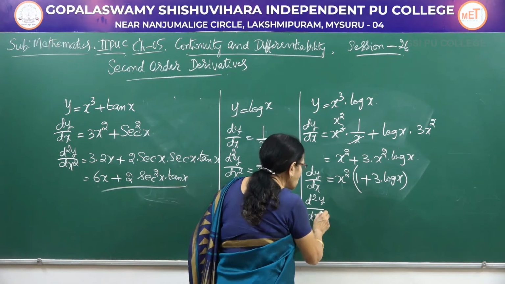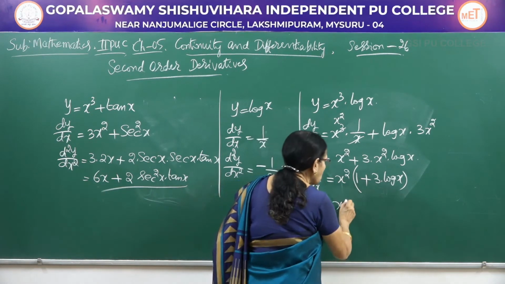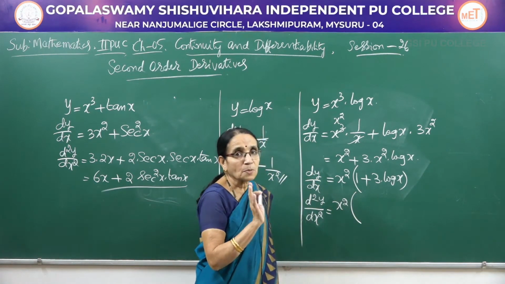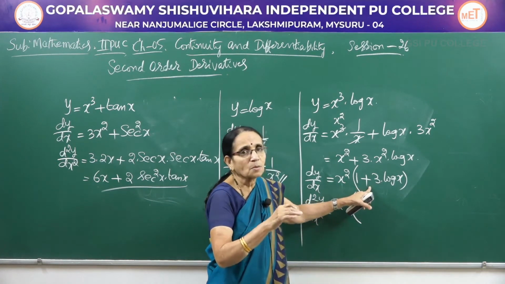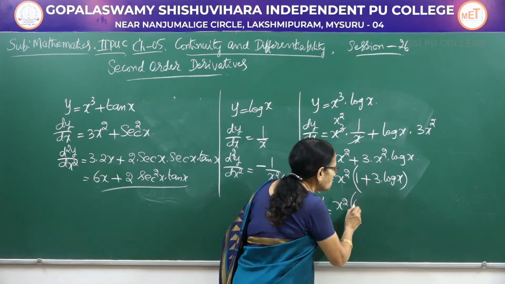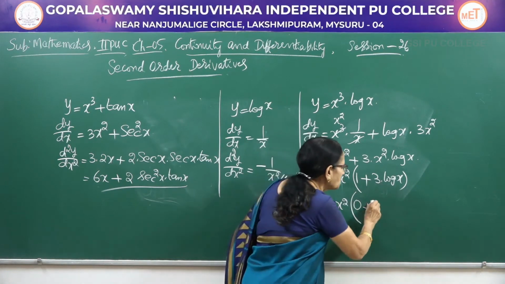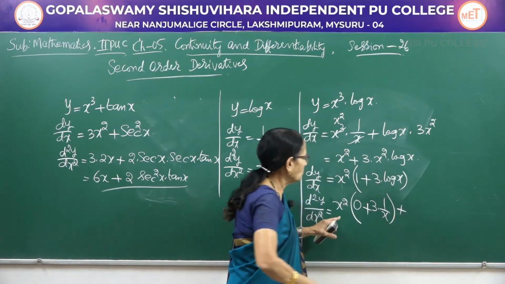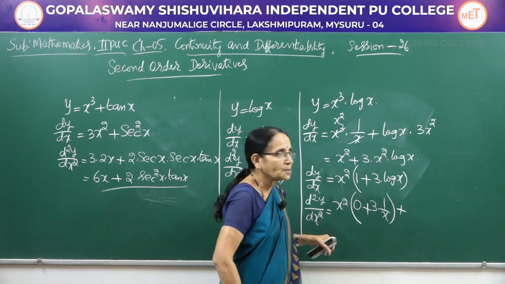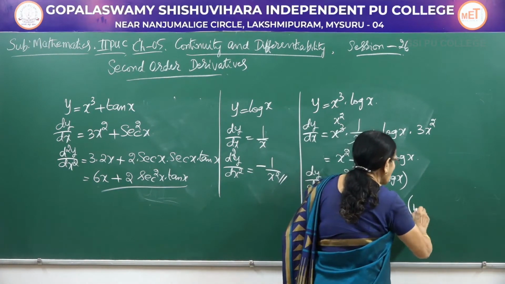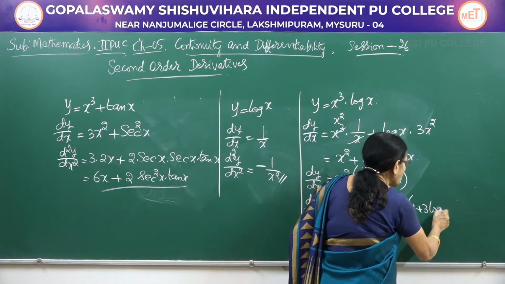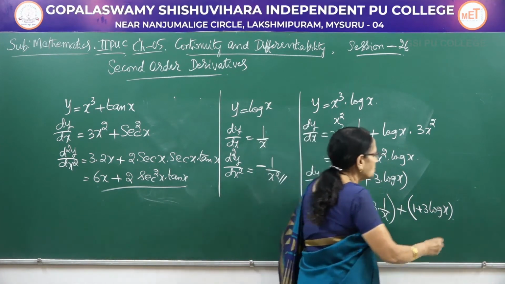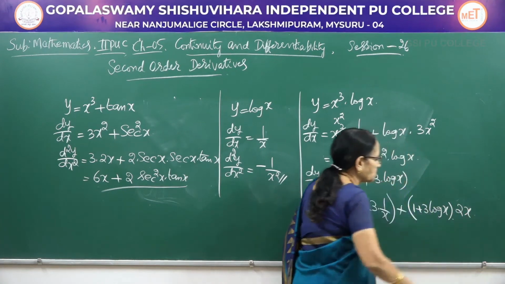d square y by dx square equals first function x square into, always write the terms inside the bracket when you are applying the product rule, that too which is containing more than one term. For 1 it is 0, plus keep that 3 as it is. For log x it is 1 by x. Okay, first function into the derivative of the second, plus second function 1 plus 3 log x into derivative of the first function. What is that one? It is nothing but 2x.